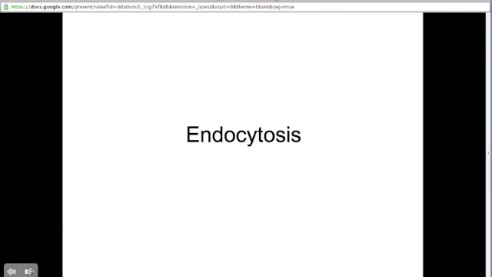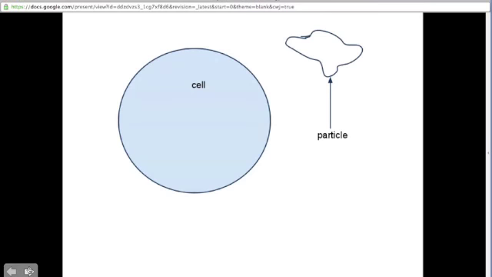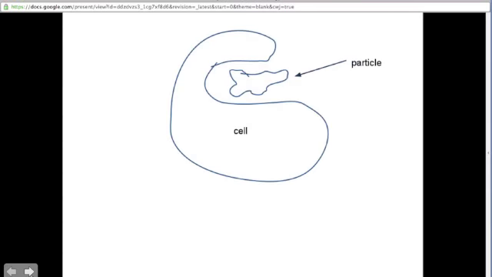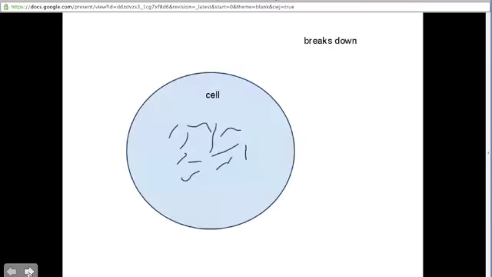And endocytosis. Endocytosis is a process of cell basically absorbing another particle. So first there's a particle near the cell, and the cell engulfs the particle, and the cell breaks the particle down inside itself.